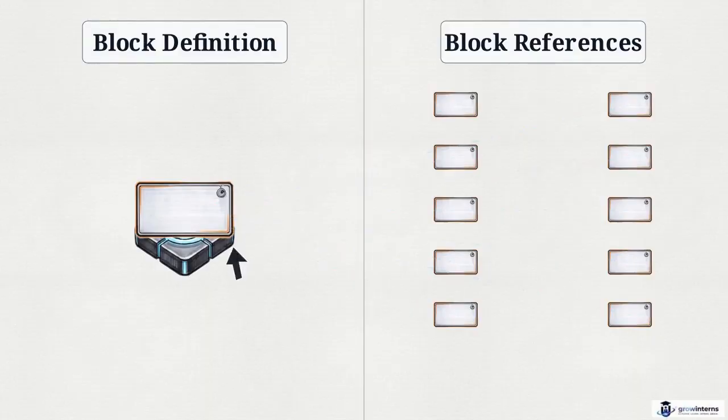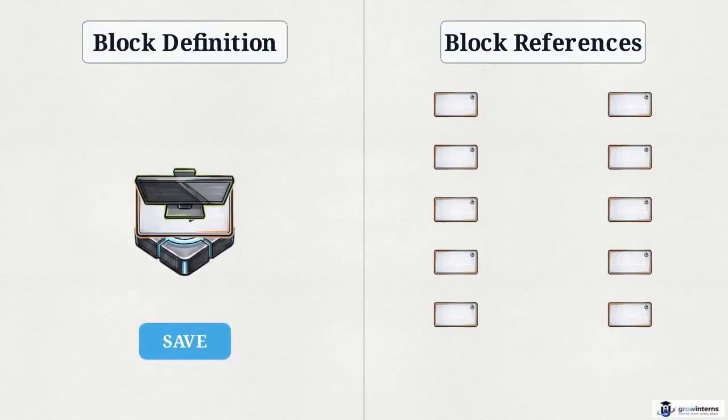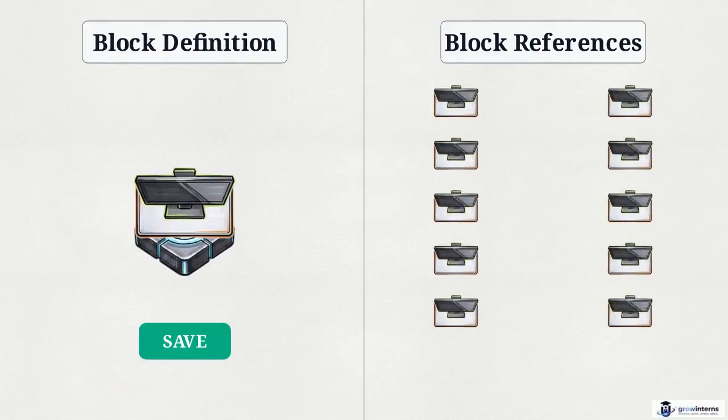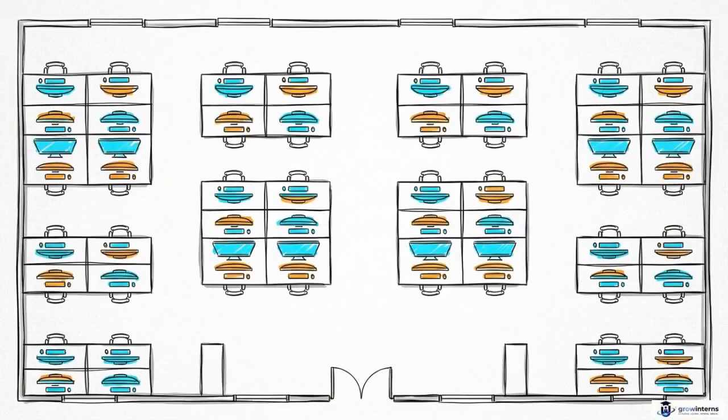If the client decides to add a monitor to the desks, you don't update them one by one. You open the block definition, draw the monitor once, and hit Save. The change will instantly populate to every block reference in your drawing. This architecture allows you to update every instance of an object across your entire drawing by modifying the master definition.